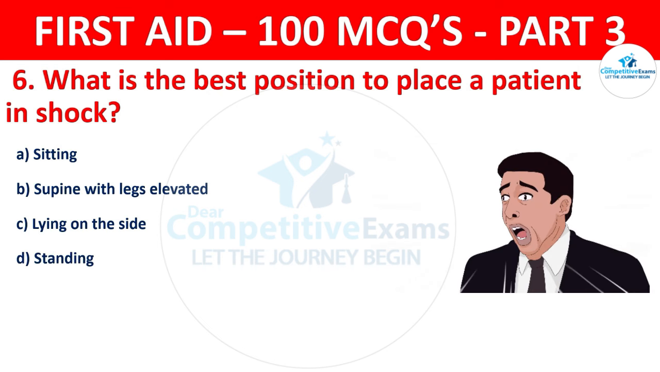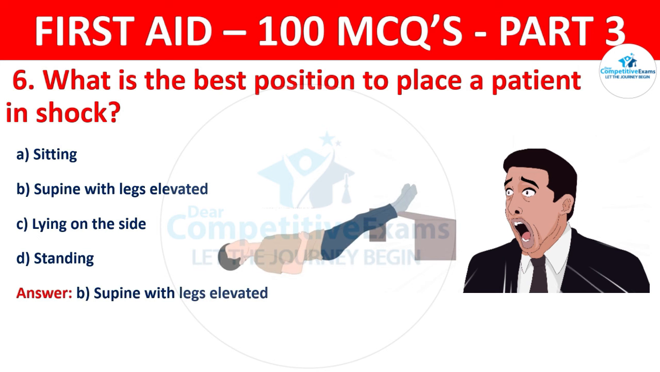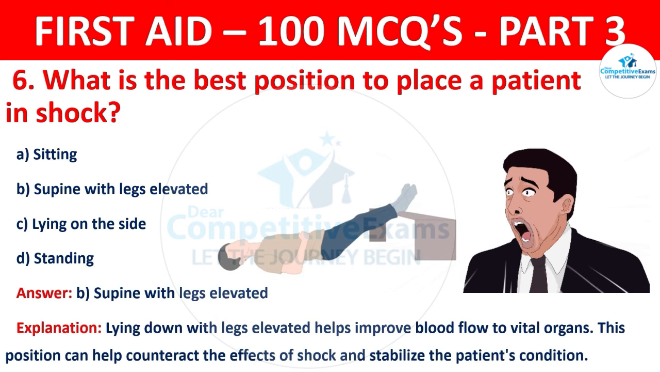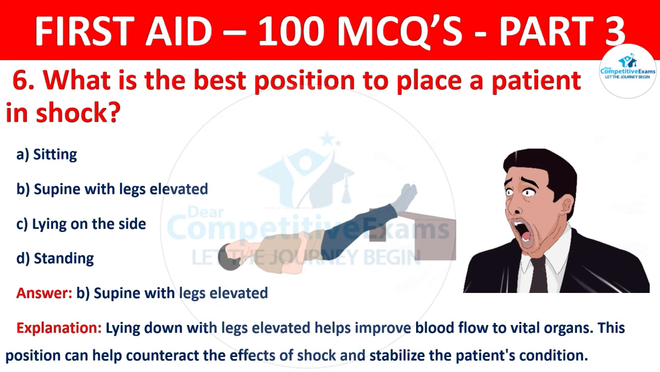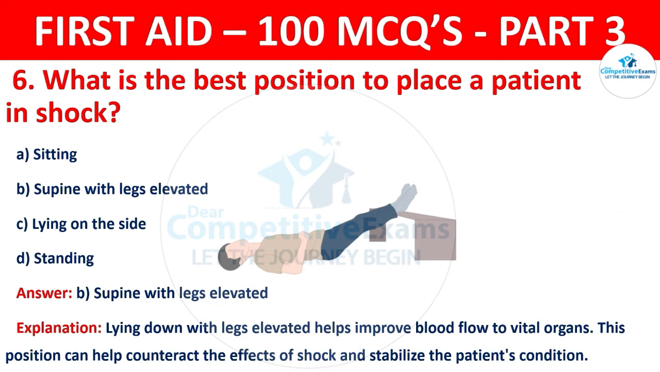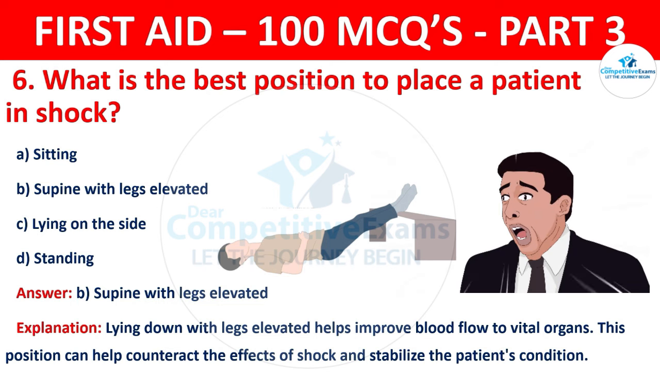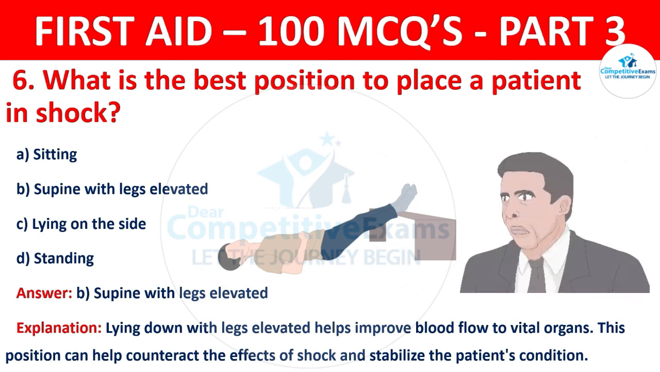The correct answer is B, that is supine with legs elevated. Lying down with legs elevated helps to improve blood flow to the vital organs. This position can help counteract the effects of shock and stabilize the patient's condition.